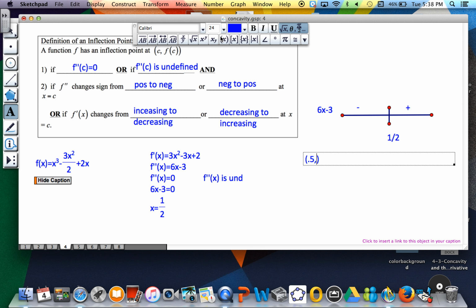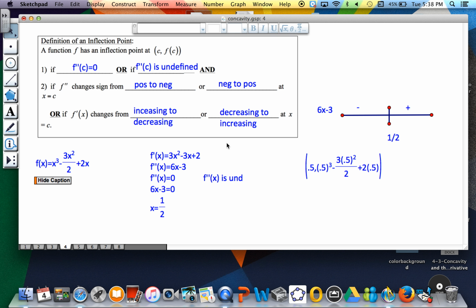I'm just doing that so that we can type quicker. And then I would put 0.5 to the third, going back to the original, minus 3 times 0.5 to the second, divided by 2, and then plus 2 times 0.5. So obviously you all could calculate that. So there is the big picture.